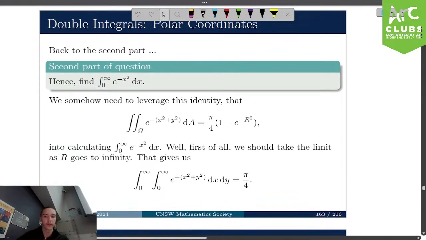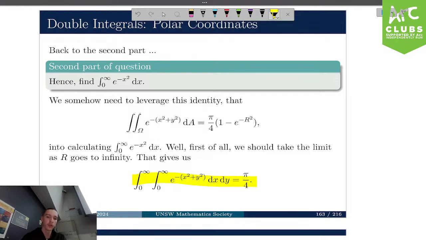Or we can use this expression and we can take the limit, right? So if we take the limit as r goes to infinity, we end up with this integral here, because our bounds then become infinity as we take the limit. And this term here gets insanely large, and then since it's to a negative power, it becomes insanely small. So it just goes to 0. We don't have to worry about that. So then we're just left with pi on 4. Okay.